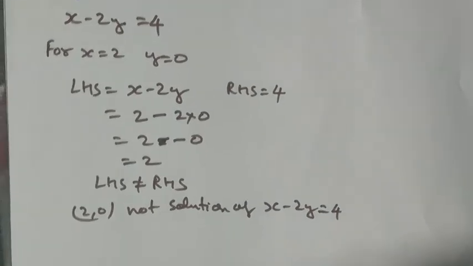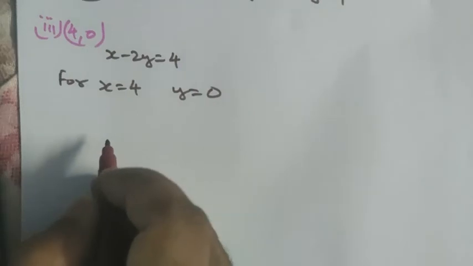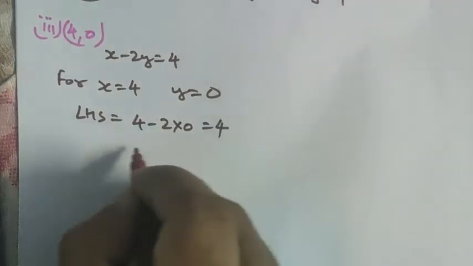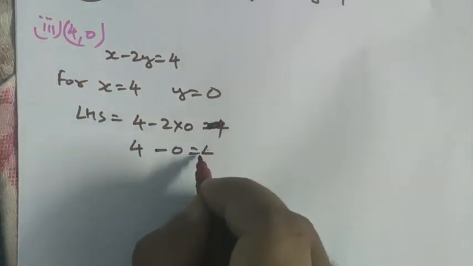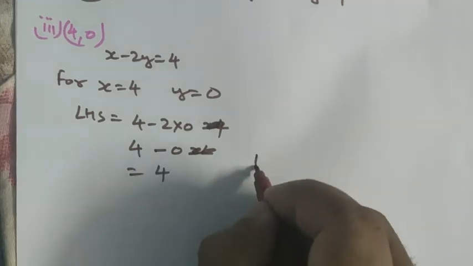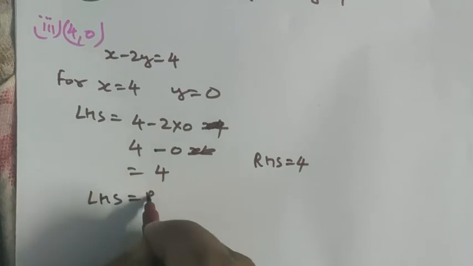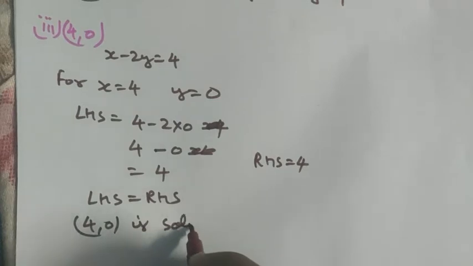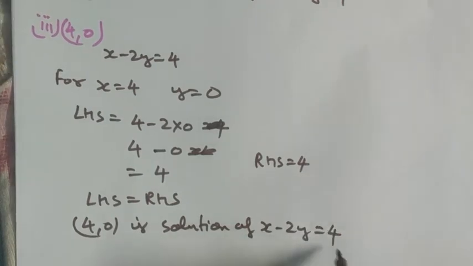Now we'll move to the third part. Third part, x equals 4, y equals 0. LHS will be equal to 4 minus 2 into 0, that is 4 minus 0, equal to 4. RHS is also equal to 4 only. So here, yes, LHS is equal to RHS. So we say that 4, 0 is a solution of x minus 2y equals 4.